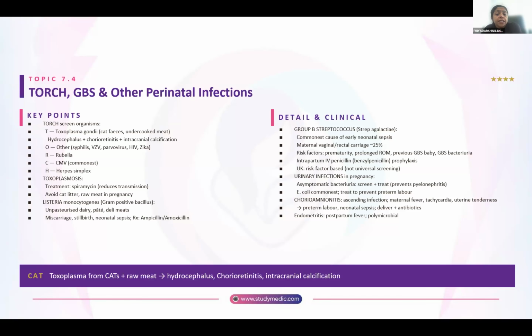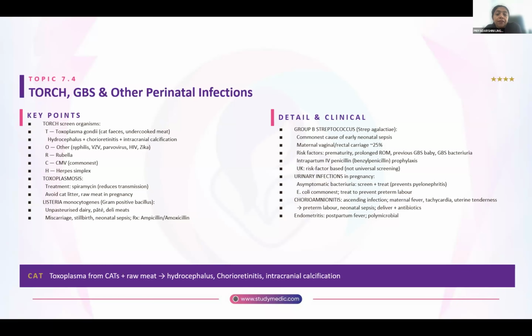Now, what can this do to the mother? It can cause preterm labor. It can cause prolonged rupture of membranes. Previous GBS, baby with GBS bacteria. These are all the risk factors. The drug of choice here is going to be intrapartum. You're going to give IV penicillin. Benzylpenicillin prophylaxis is given only in the intrapartum period, not when you diagnose GBS. And in the UK, it is based on the risk factors that they do the screening, and there is no universal screening advised for GBS.